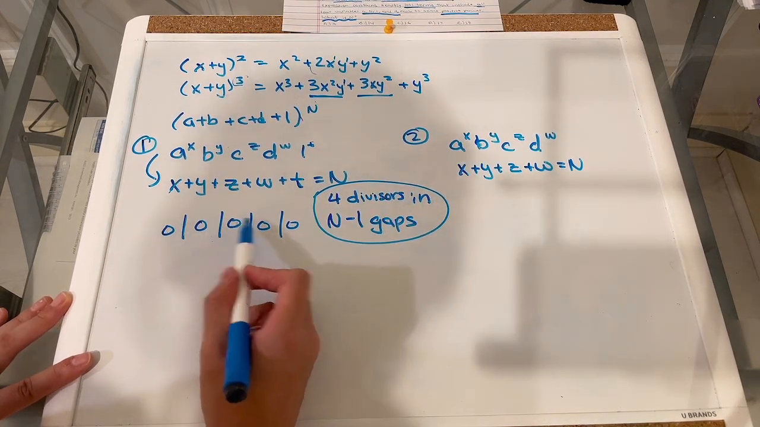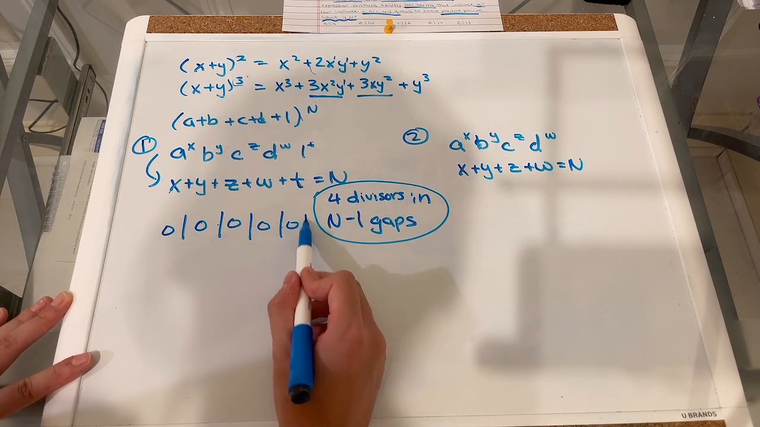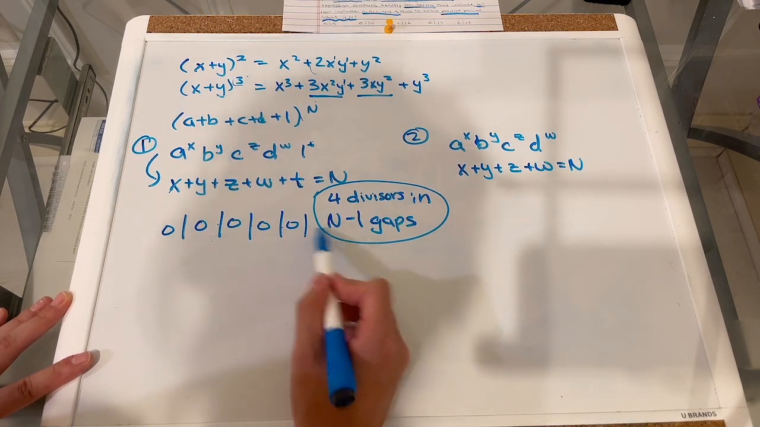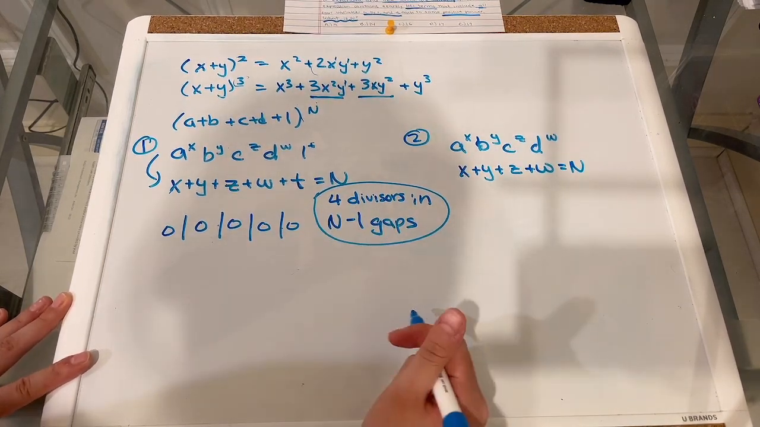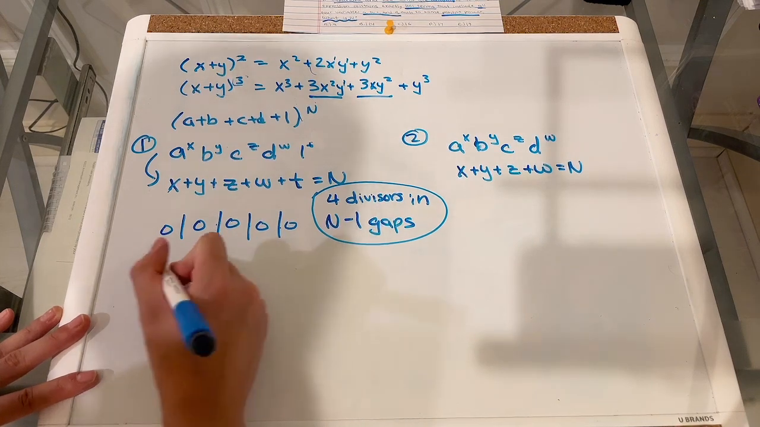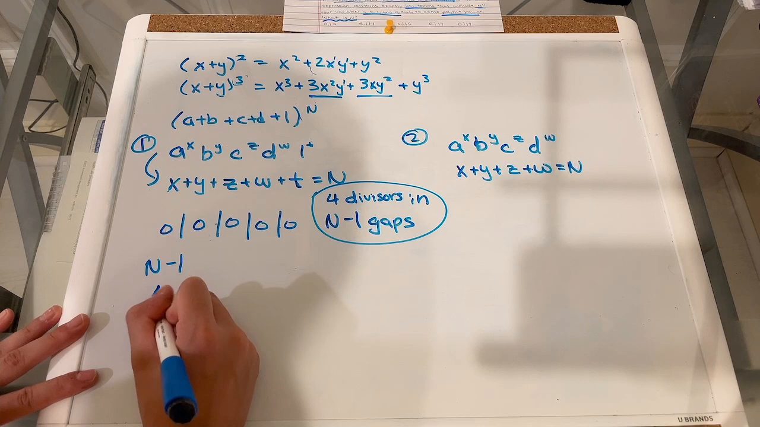Let's just say there are 5. Then we can only put it in these 4 gaps. If we put it in 5 gaps, then there will be 1 here, and there will be nothing over here. So this is why we are going to put up 4 divisors in n minus 1 gaps. Now the number of ways for this would be n minus 1, or the number of the gaps, and then you choose 4 spots.